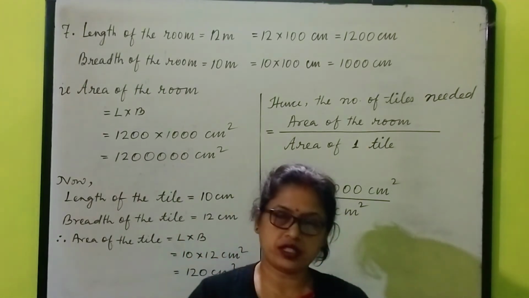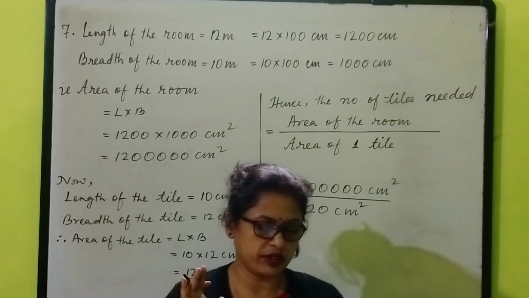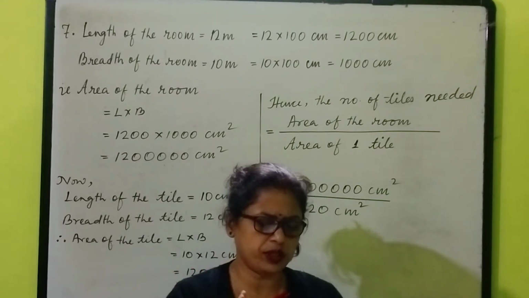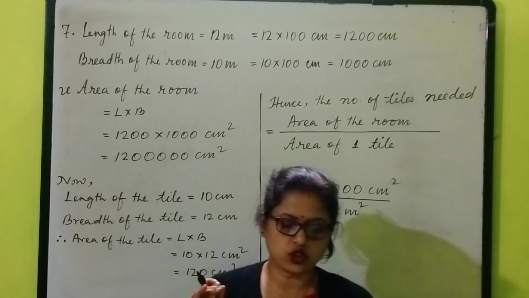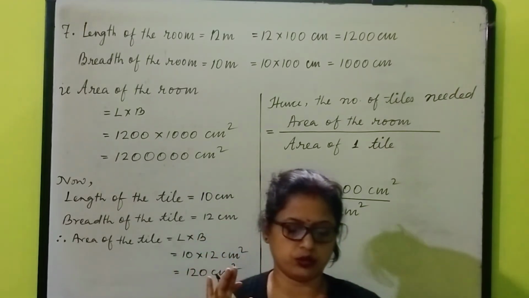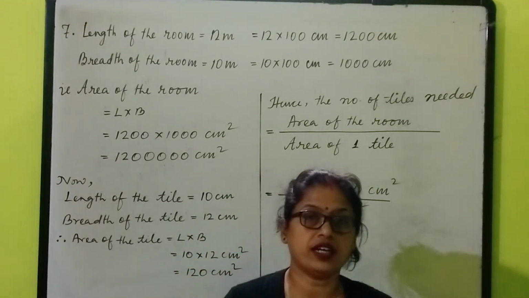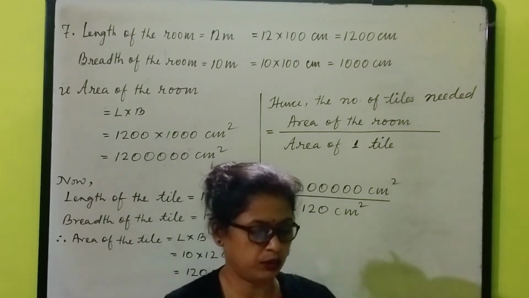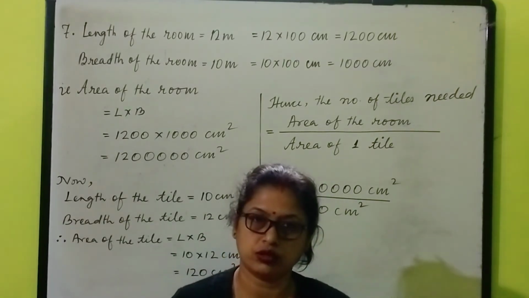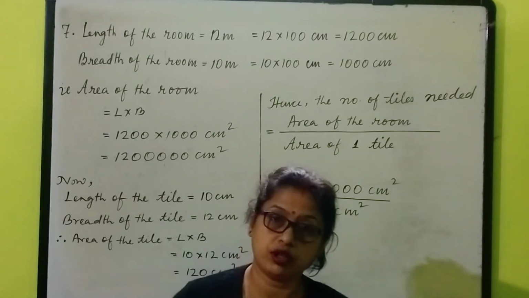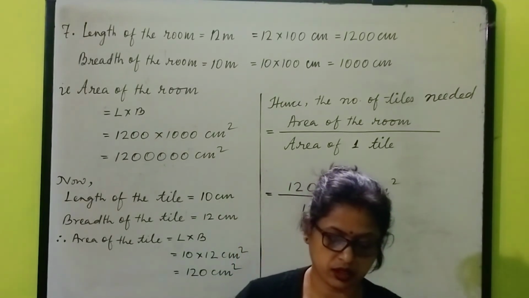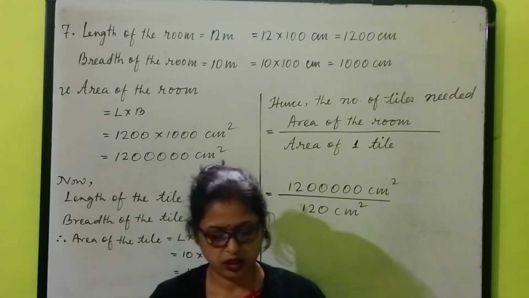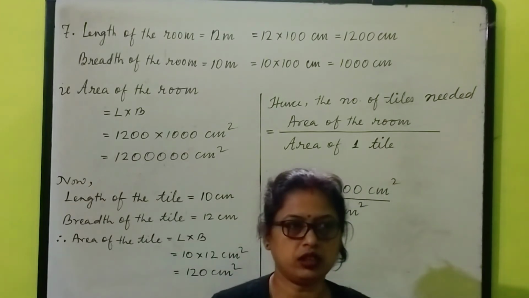Now, the length and breadth of the room is given to you. If it has to be tiled, tiles are to be put in the room. Tile of size 10 centimeter by 12 centimeter. Find the number of tiles needed for the room. Right? Okay. Now what to do here?